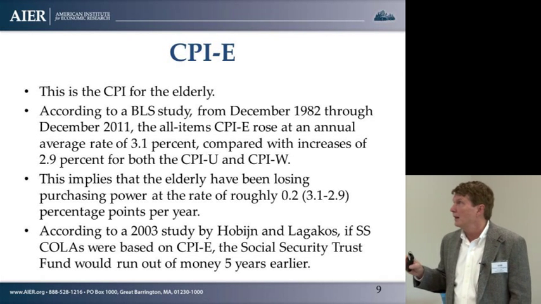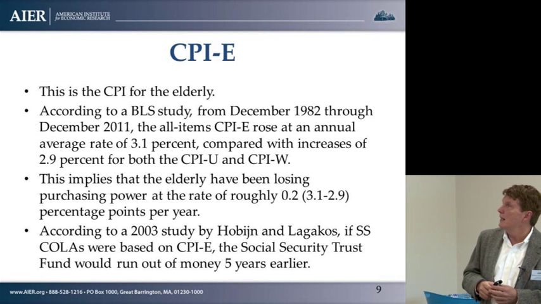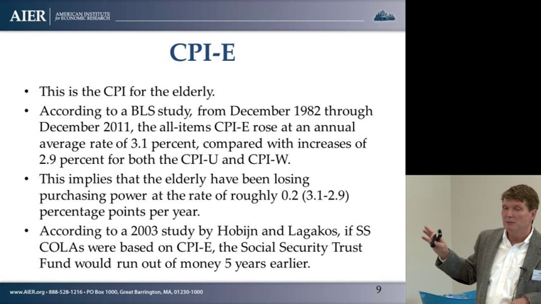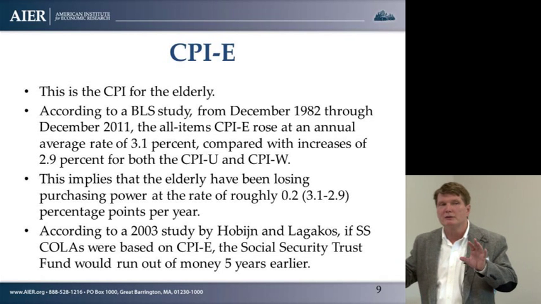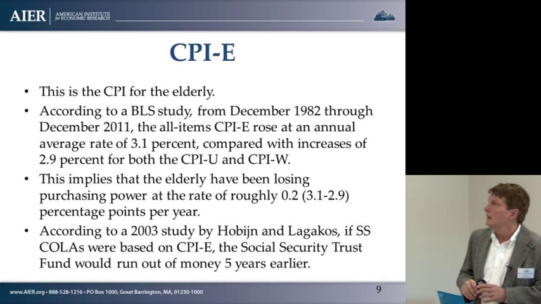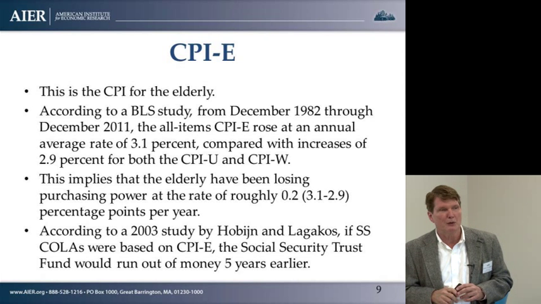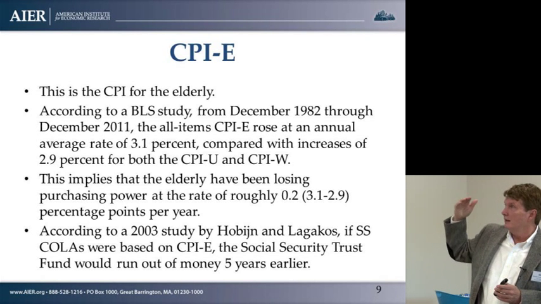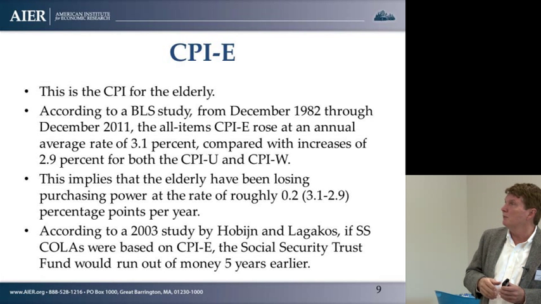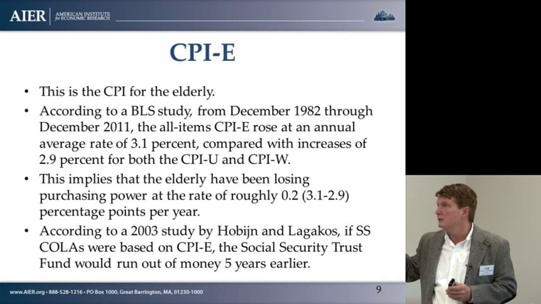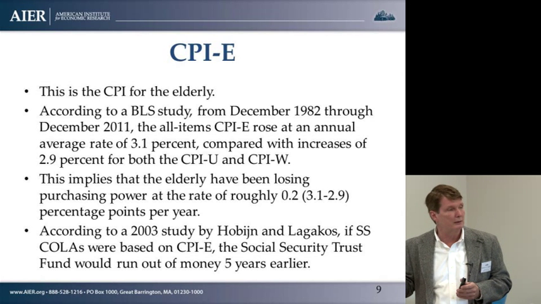Now, according to a BLS study from December 1982 through December 2011, all item CPIE, so we're not excluding food and energy or something like that, rose at an annual rate of 3.1% compared with increases of 2.9% for both the CPIU and CPIW. So that means that there is a higher cost of living for the elderly, which means they've been losing purchasing power at a rate of about 0.2 percentage points per year.